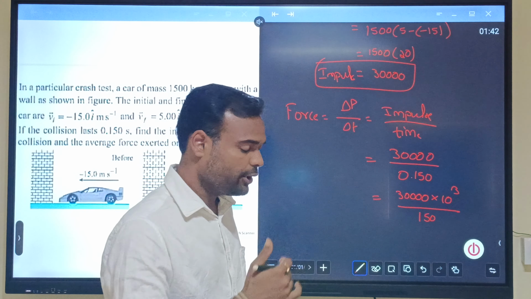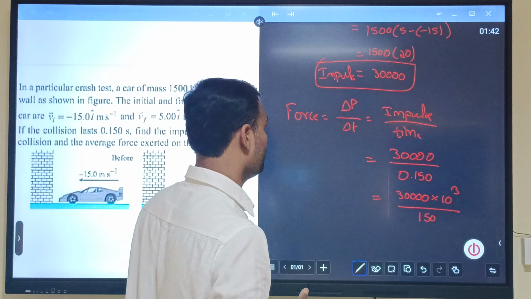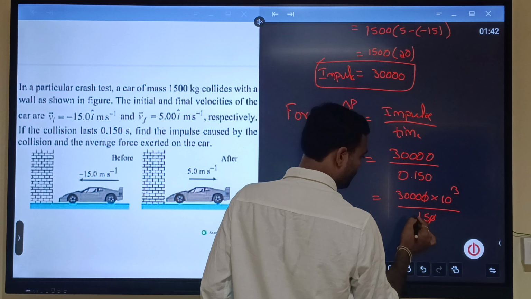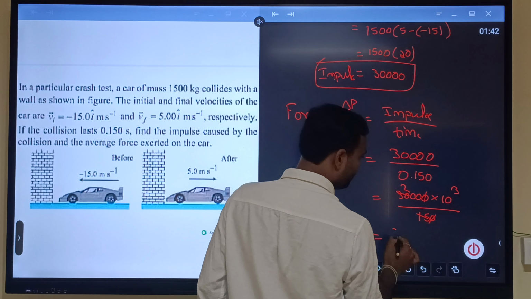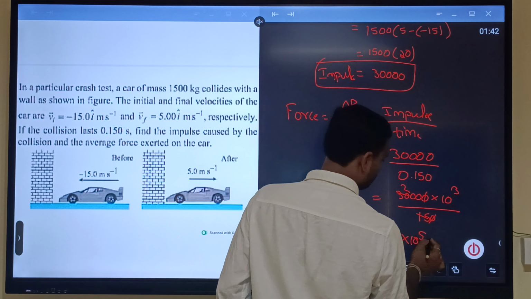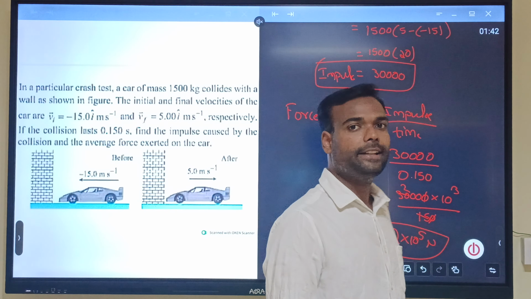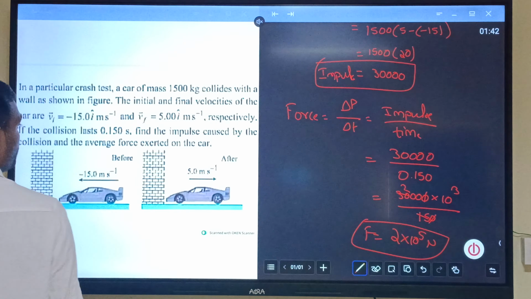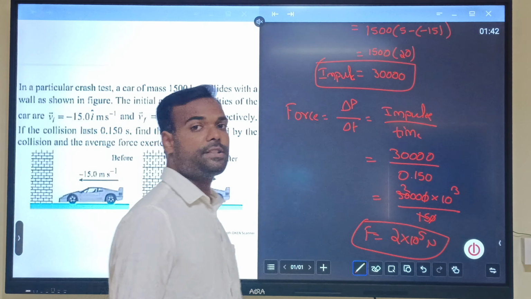Actually here it is 150 into 10 to the power of minus 3. If we work out the numerical, this will be 2 into 10 to the power of 5 Newton. This is the force exerted on the car. Right? This is our first question.